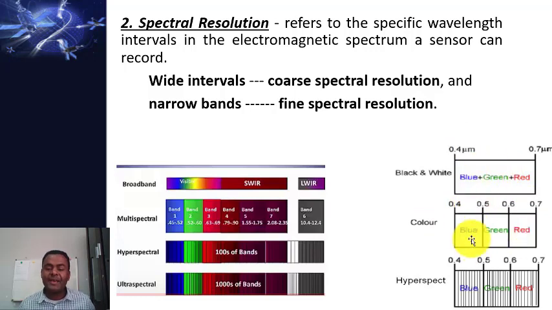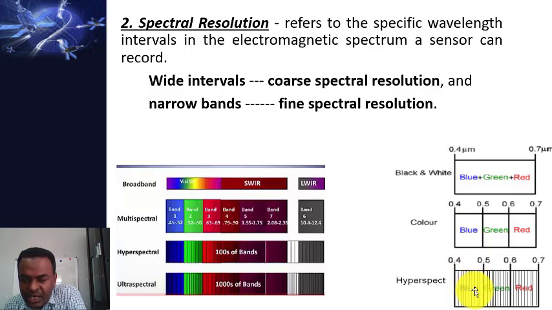We can also make the blue into further disintegration, and we can call it hyperspectral imagery. So when we have narrow bands, we will be able to distinguish objects. We will be able to discern objects, identify objects. We can easily identify objects.